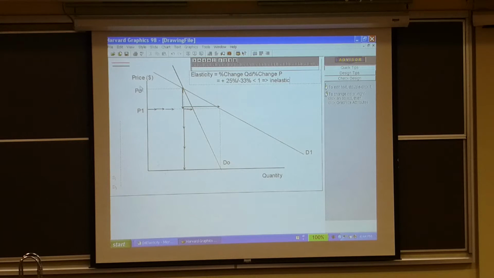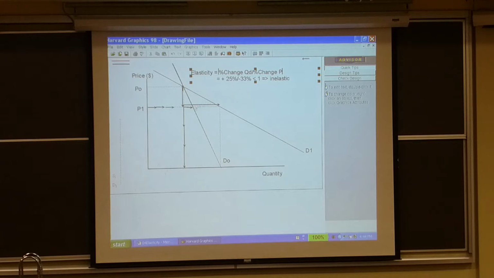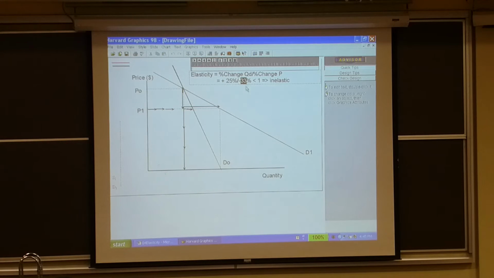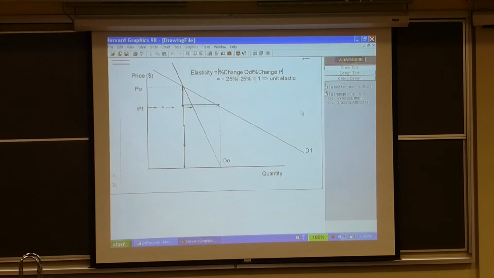I'm not thinking it. This is a total mistake. It's relative to the original P0. Everybody? So this is actually 25%. So it turns out to be interesting. It's probably very close to 1. And this, we call this unit elastic. If the number is 1 in absolute value, it's called unit elastic.